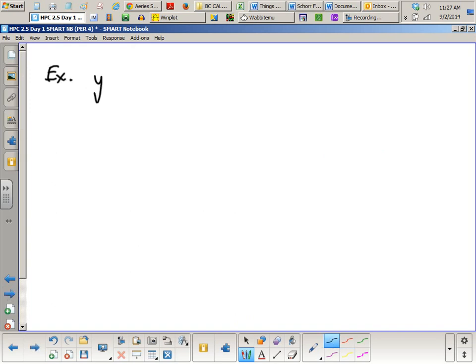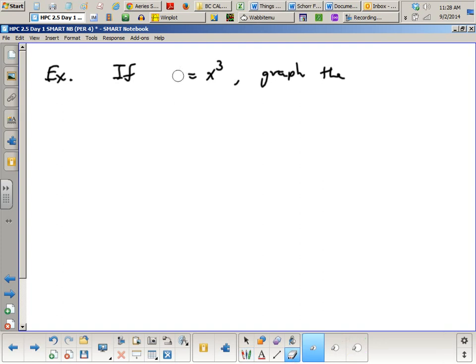So my first example is this. Actually, I'm going to write f of x equals x cubed, if you don't mind. So f of x equals x cubed. Then I want to graph f of x, f of negative x, and negative f of x. Okay? So we're going to graph both of these.